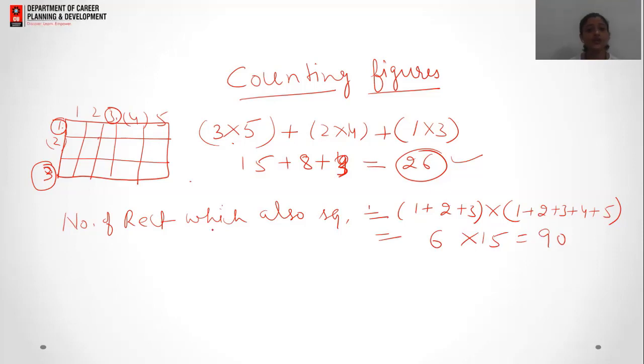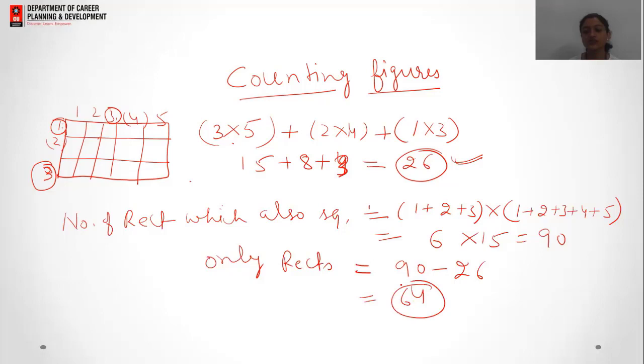And if we have to find out only rectangles, as we know, 26 squares are there. So if we subtract 26 from these 90, we will get 64. It means 64 rectangles are there in the given figure and 26 squares are there in the given figure. So in this way, you can find out the number of squares as well as the number of rectangles in the given image.